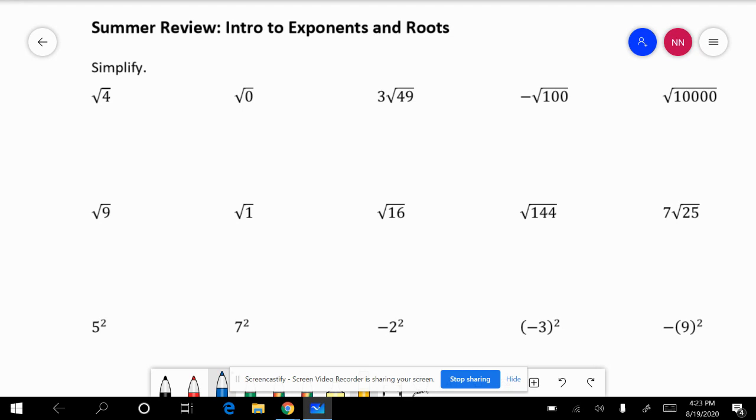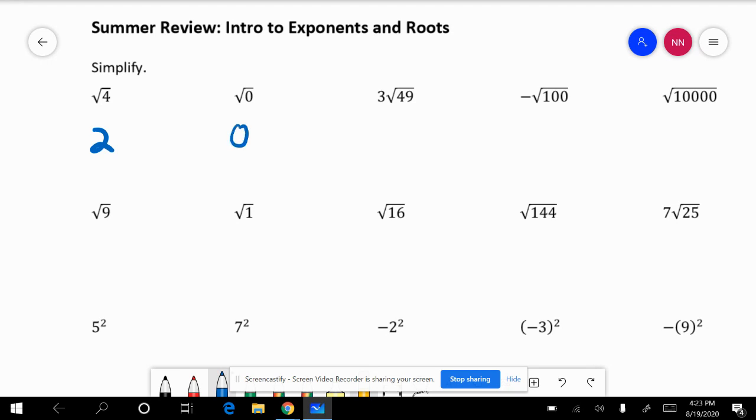do we multiply by itself to get 4? And the number would be 2. The square root of 4 is 2, because 2 times 2 equals 4. In the same way, the square root of 0 would be 0.